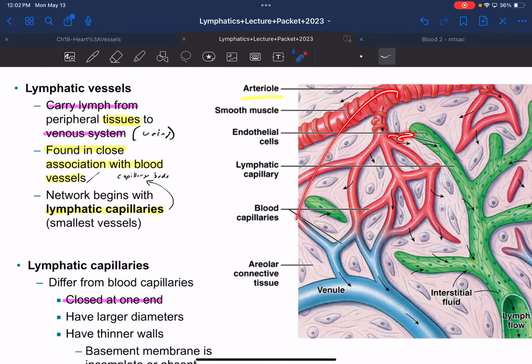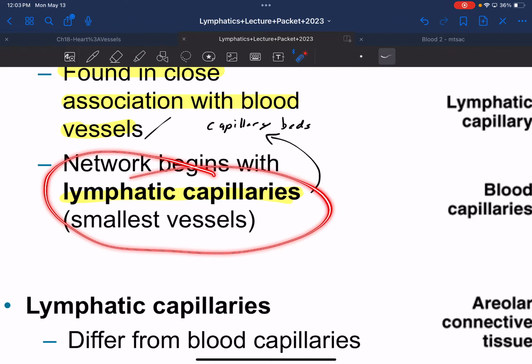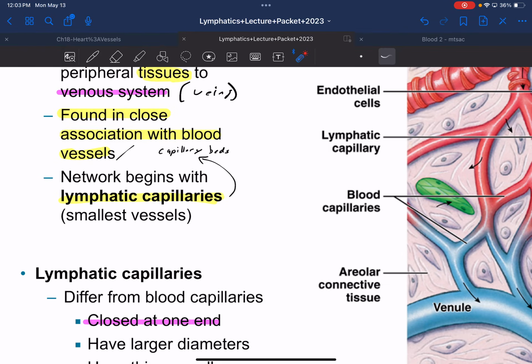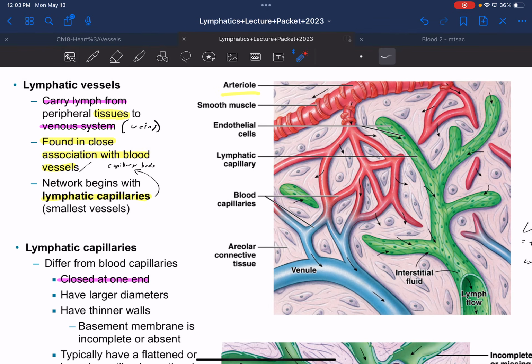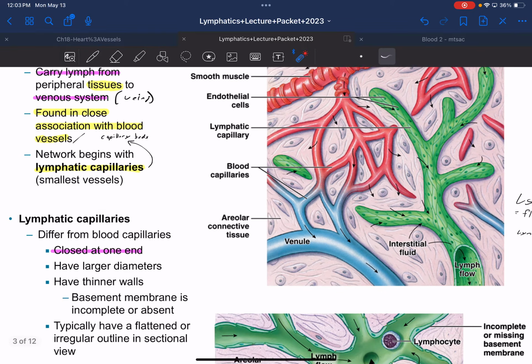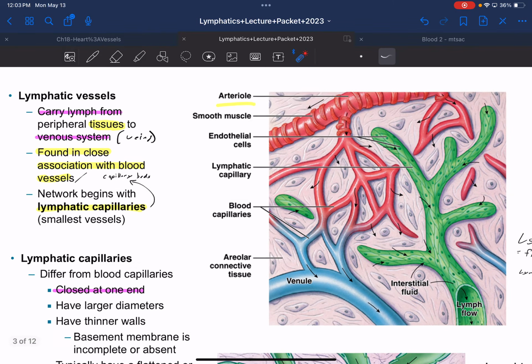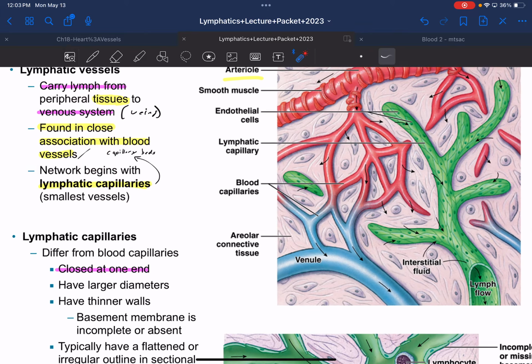And just like with blood vessels, we call the tiny blood vessels capillaries. These are called capillaries as well. We call them lymphatic capillaries. And remember, that means small vessels, the smallest vessels possible, capillaries.